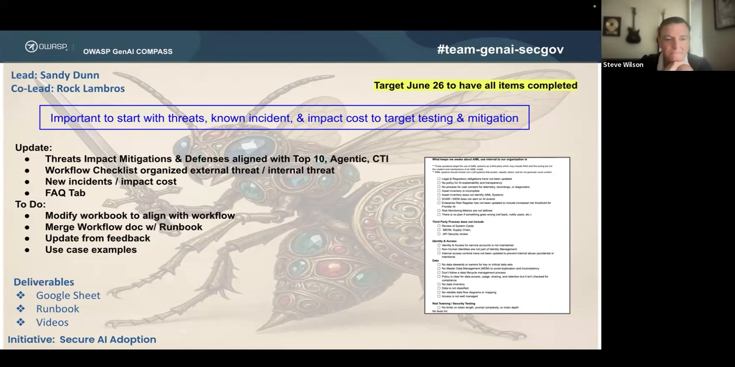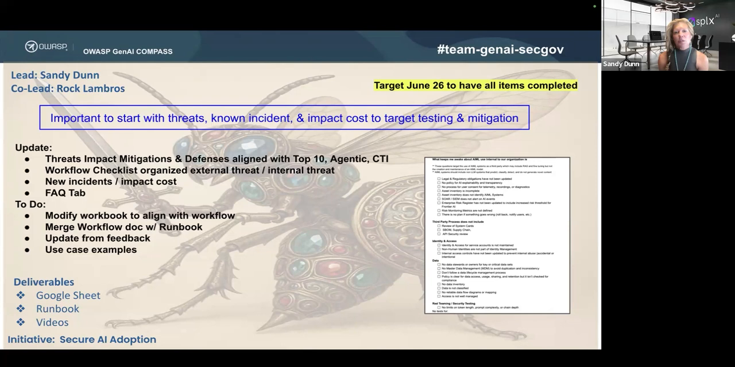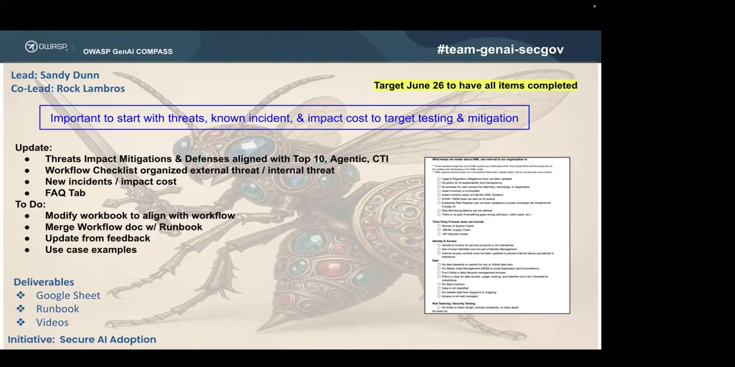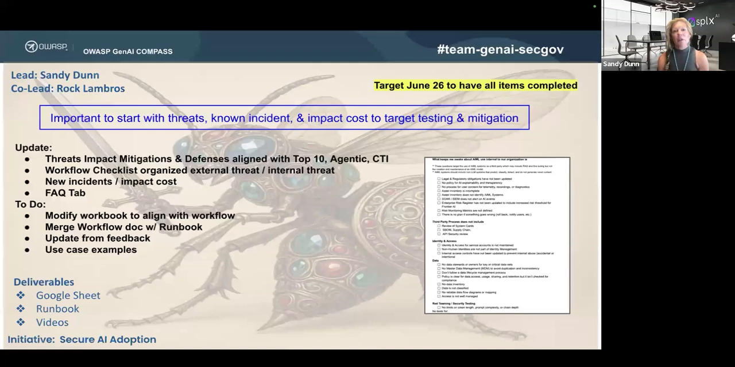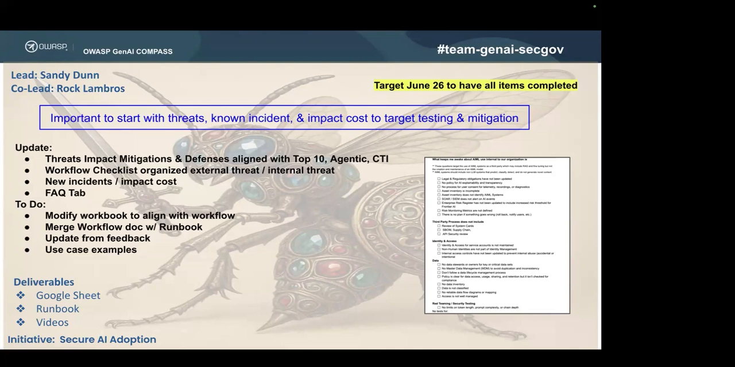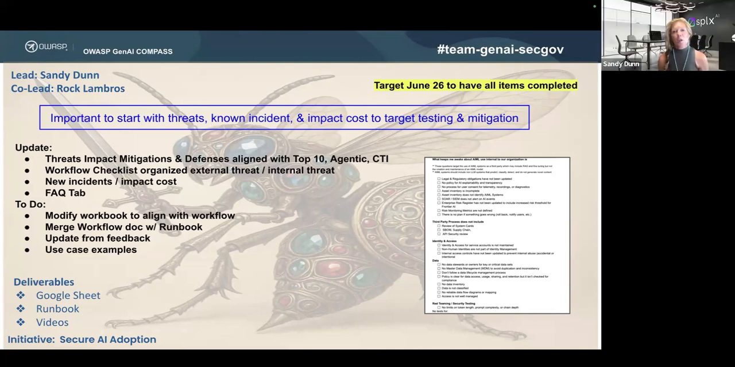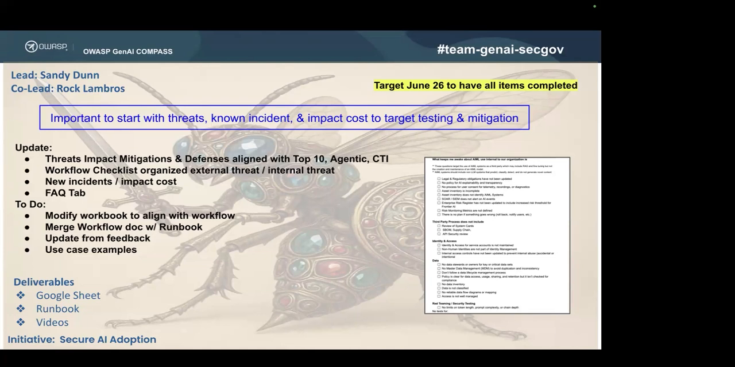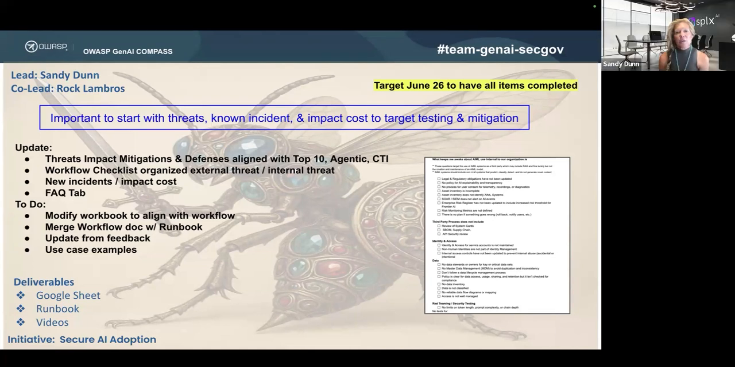Awesome. I have a couple of additional slides, and I'll explain the theory behind all of it, which is you really have to understand the threats and impacts to an organization to be able to target what you should be doing for testing and mitigations. I'm going to organize it into external and internal threats. I've added new incidents and impact costs and an FAQ tab.